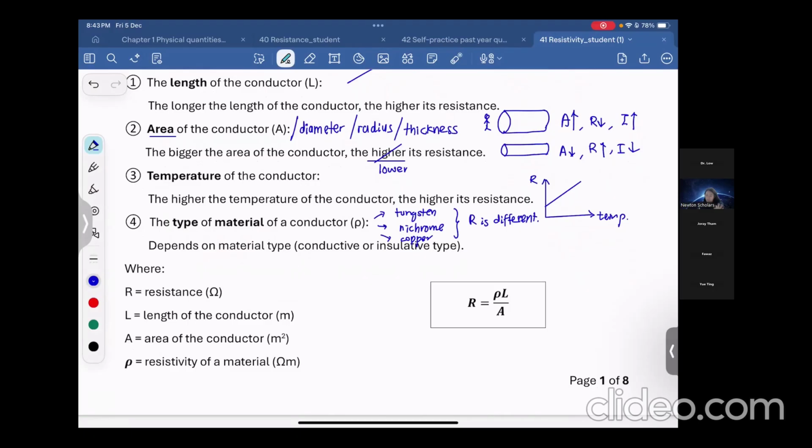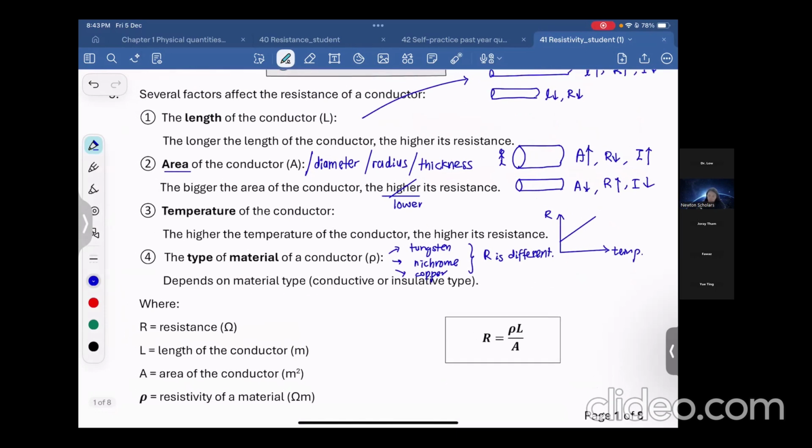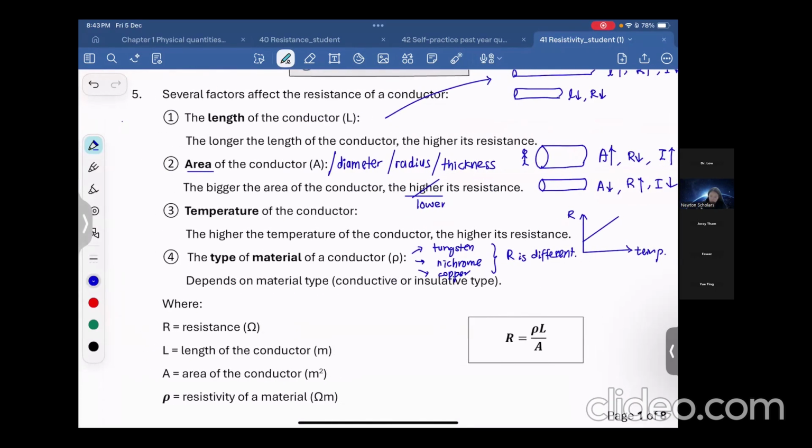Then because of 1, 2, 3, we can combine and then we get a relationship. Here, R is directly proportional to L. Then this one is R is inversely proportional to A, or we say directly proportional to 1 over A. You get what I mean?